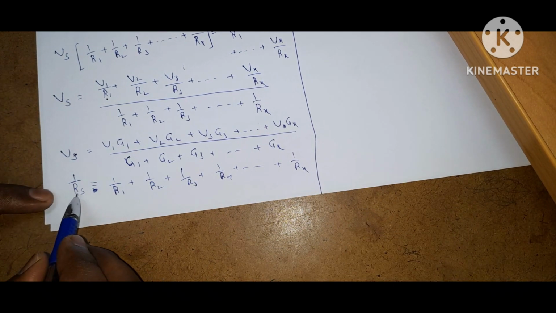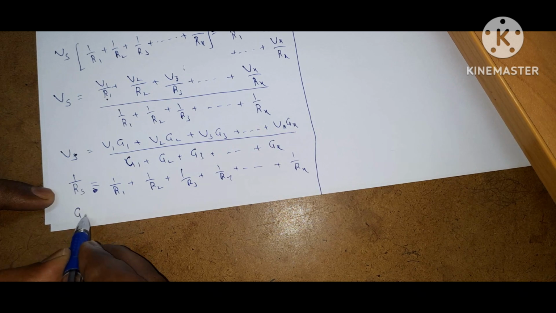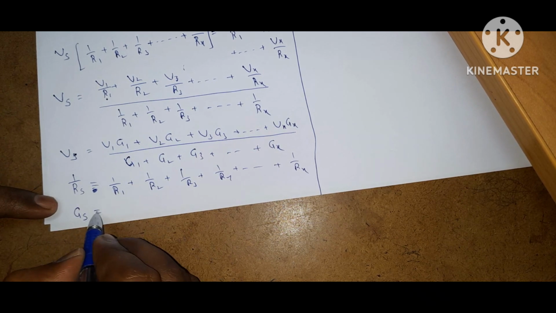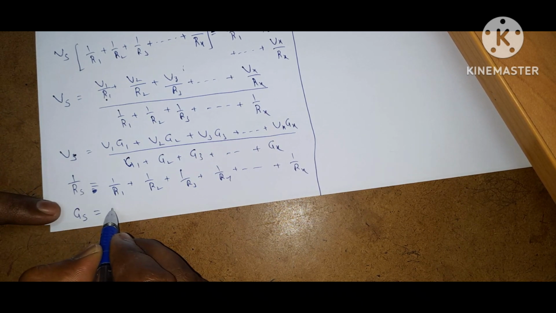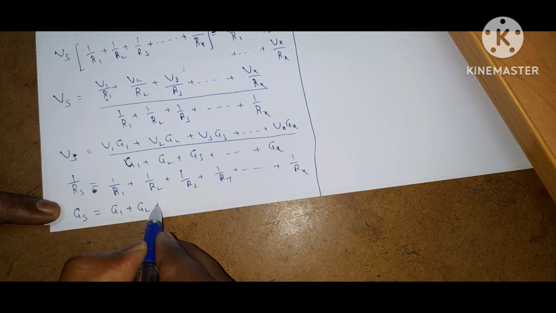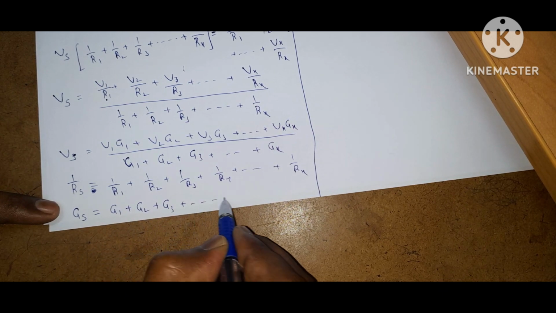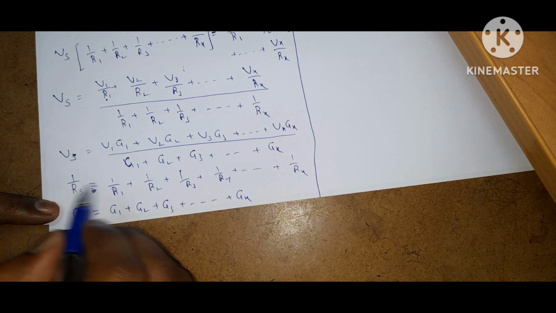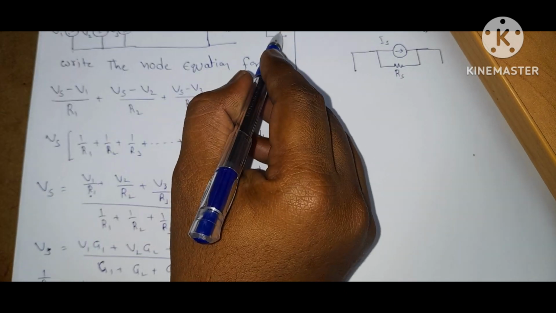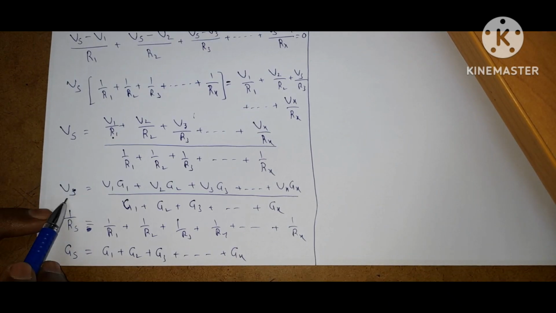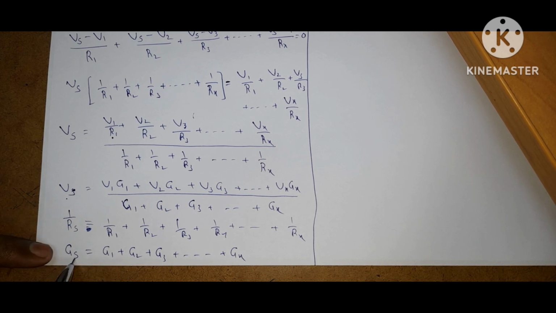Now 1 by Rs means you can take it as Gs is equal to G1 plus G2 plus G3 plus and so on plus Gx. So the values of Rs and Vs is this one. This is Vs. Here Gs means 1 by Rs. If you find G1, G2, G3 and so on Gx, then if you take reciprocal of Gs, then you will get Rs.